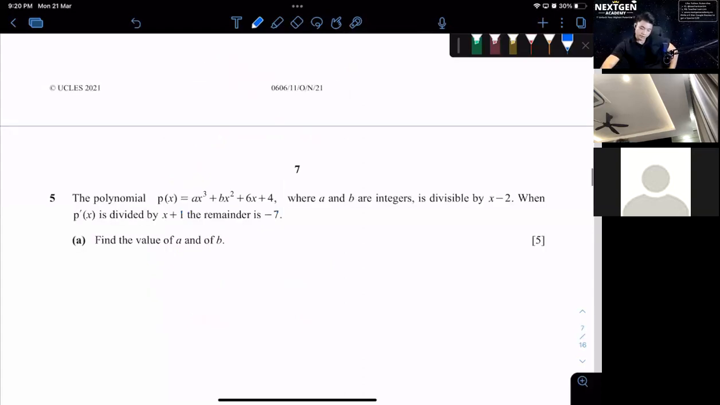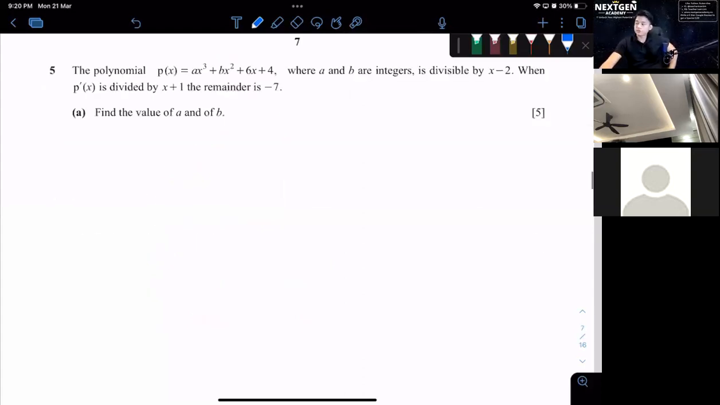Okay, let's go. Question 5. The polynomial ax cubed plus bx squared plus 6x plus 4, where a and b are integers, is divisible by x minus 2. When p prime x is divided by x plus 1, the remainder is minus 7. Maybe we use another color for this so we can differentiate it. Find the value of a and b.